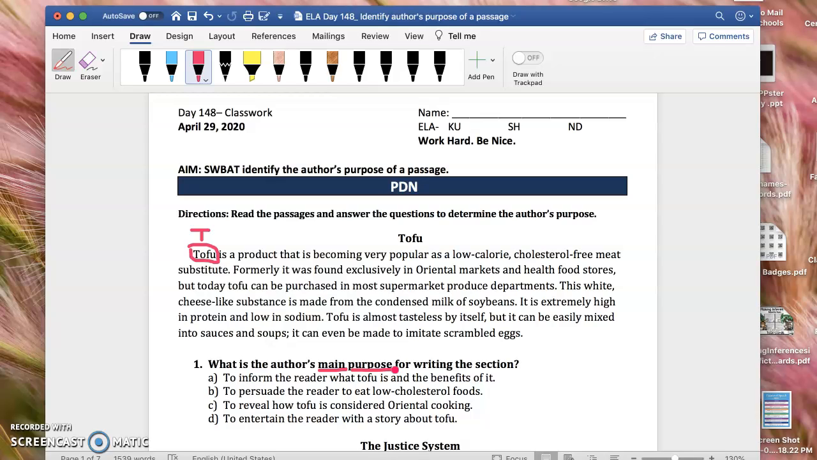So first of all, remember, we can eliminate the wrong answers first. I'm going to automatically eliminate D because we're not being entertained; it's not in story form. There are no story elements, no characters, right? I'm also going to eliminate B because I don't see where the author is saying you or should. The author is not telling us how we as readers should eat tofu. It's not trying to persuade us to do anything. Now we're between A and C. I can automatically eliminate C because to reveal something is not a part of our author's purpose. So we know that the purpose of this text is to inform us about what tofu is and the benefits of it. The author is trying to give us this information, okay? Good.